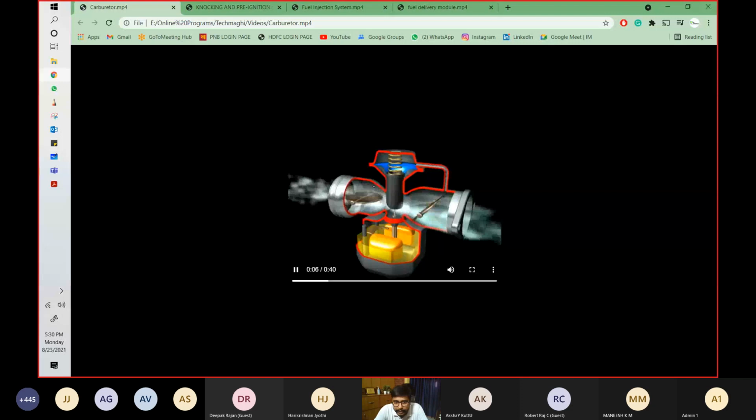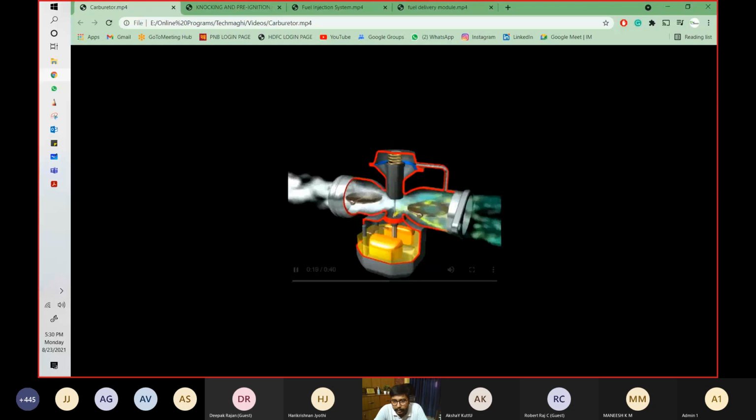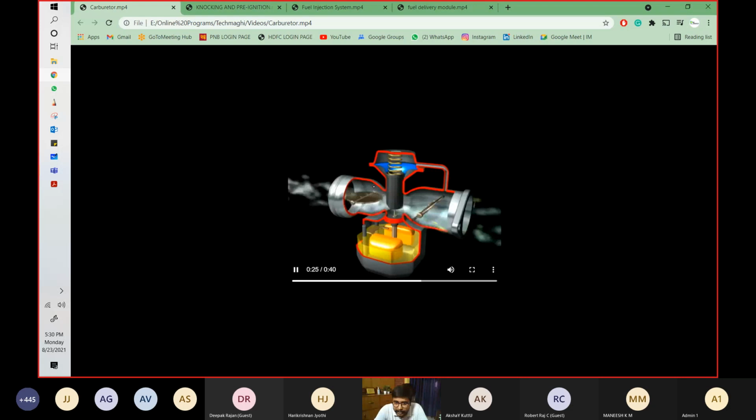This is the choke valve, and the choke valve is opened at the time when more air is required, because more air will cause the combustion easily. And this is the throttle valve, the throttle plate basically. So when you pull up the throttle, you basically increase the passage over here. So this is how your carburetor works.